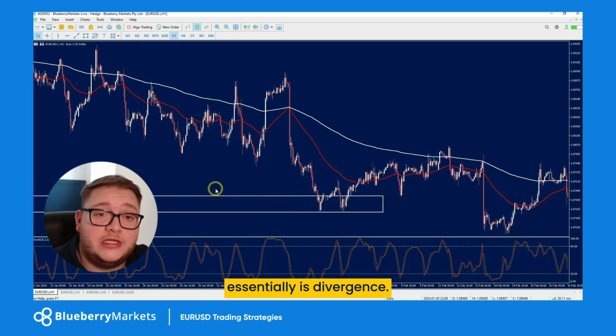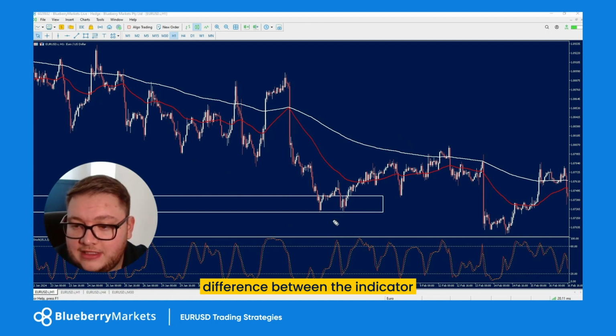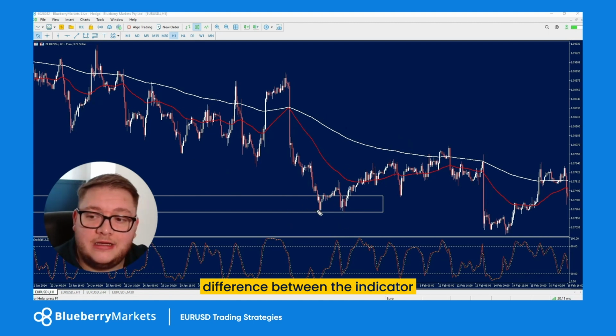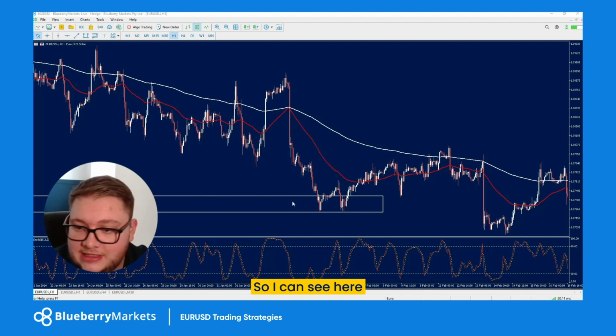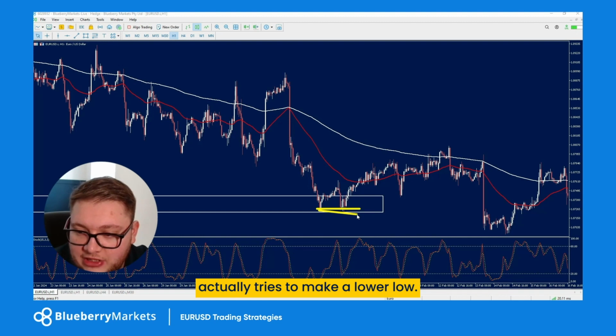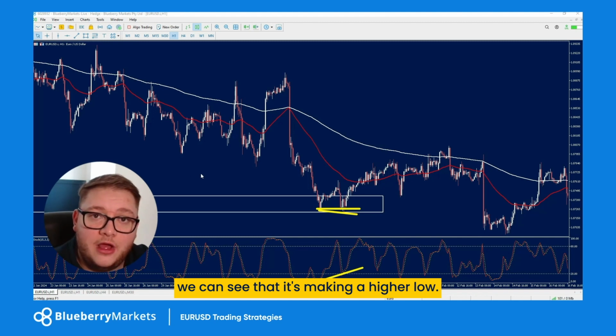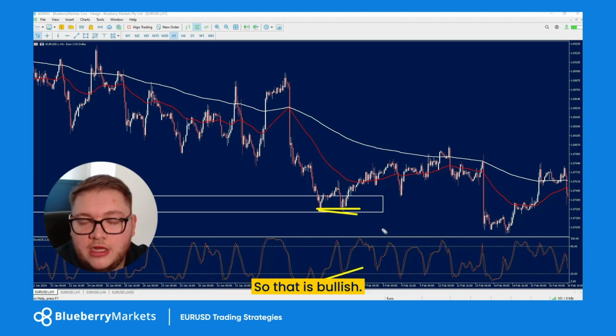Now what you're looking for essentially is divergence. Divergence is the difference between the indicator and price action. So I can see here that price has come back down into the previous low. It actually tries to make a lower low, but if we look at the indicator below, we can see that it's making a higher low. So that is bullish divergence.